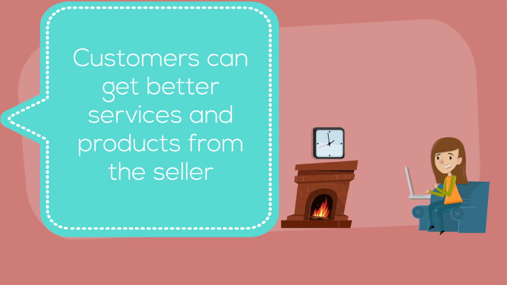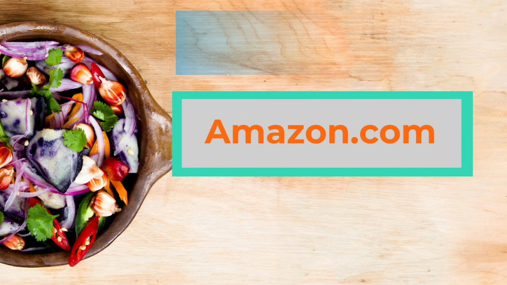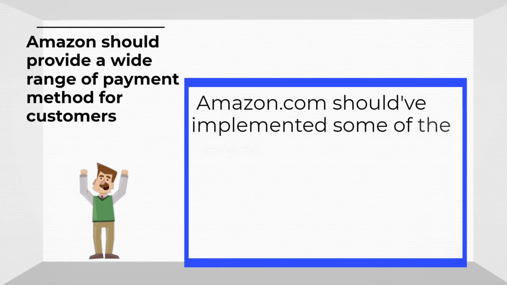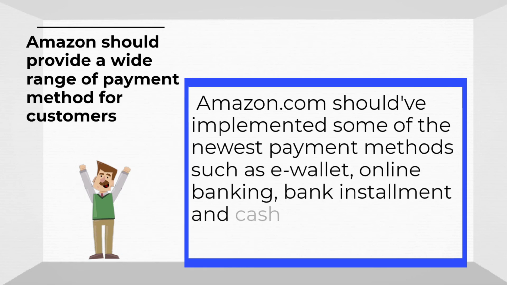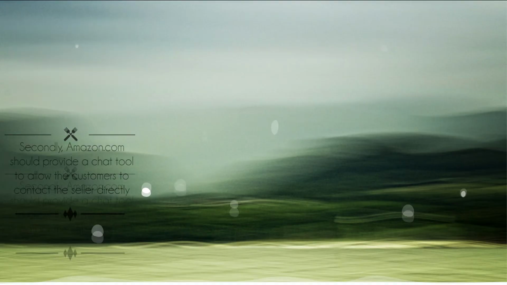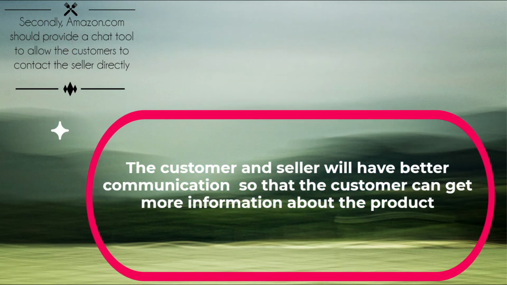Besides that, Lazada should add a feature for customers to compare the products of different sellers. As for Amazon, they should increase the number of different paying methods. For example, with Lazada you can pay using PayPal, online banking, or even 7-Eleven. Amazon should also have a live chat feature so that there is direct communication between the customer and seller.